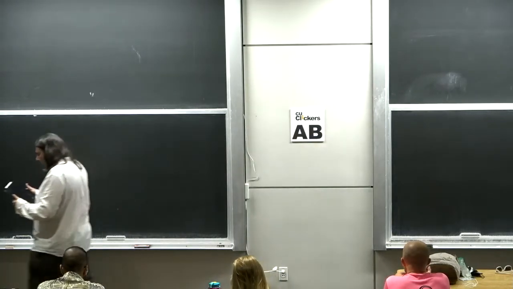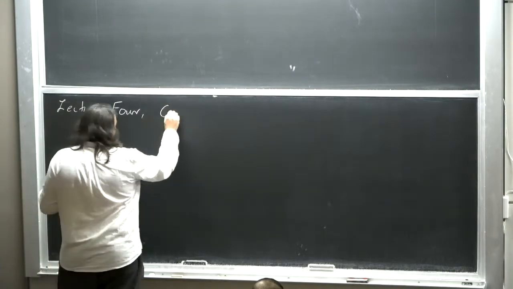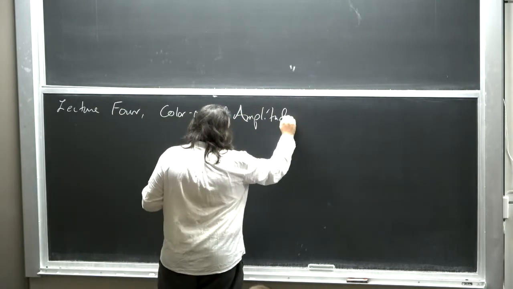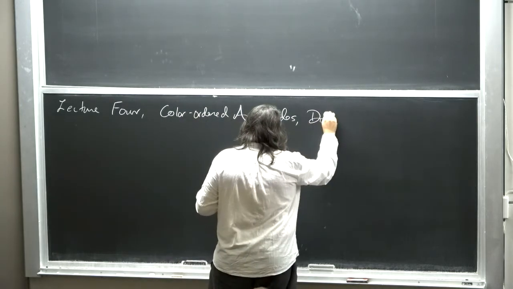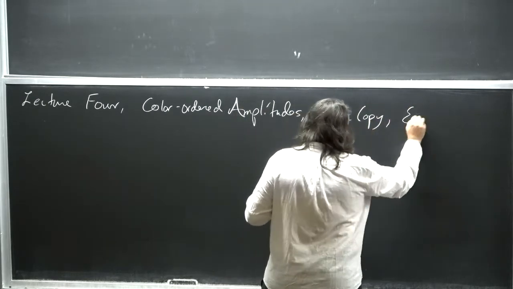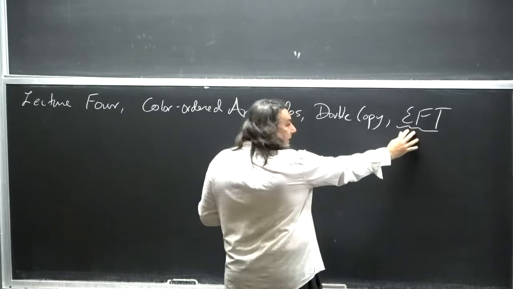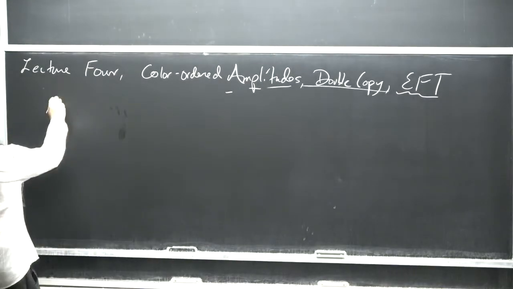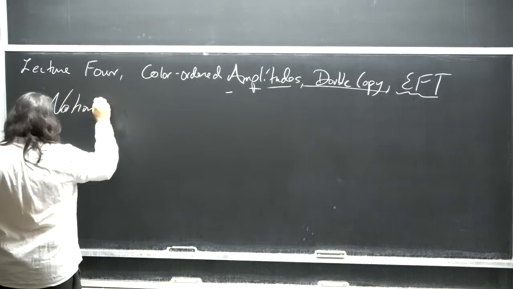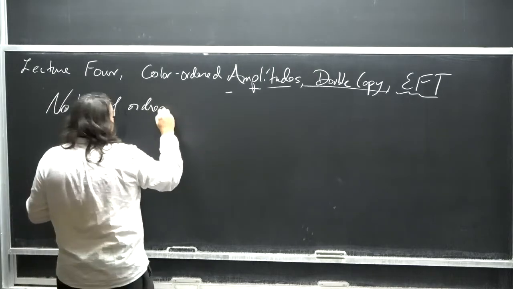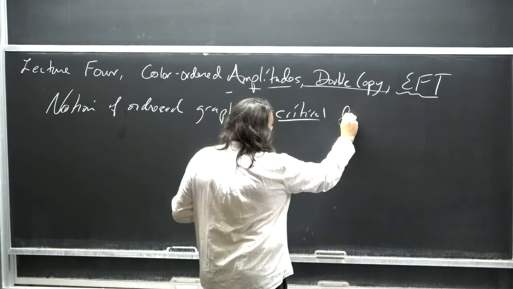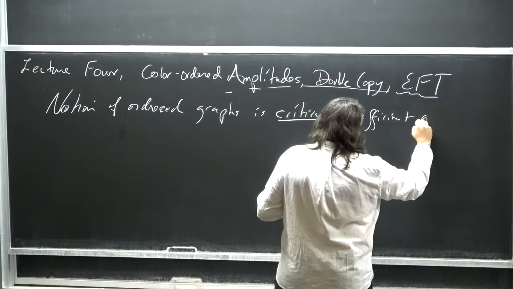All right, so lecture 4. Okay. I hope I get to this, but I'll definitely be getting through these. All right. So the notion of ordered graphs is critical for efficient gauge calculations.